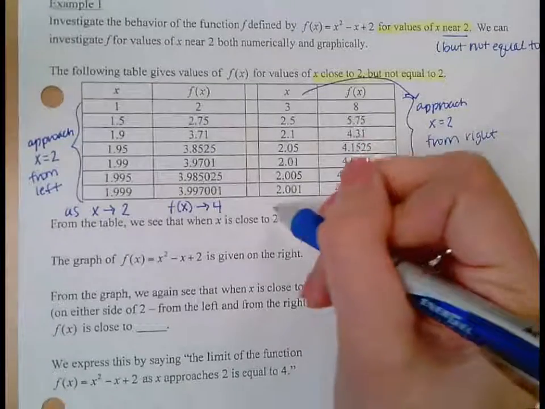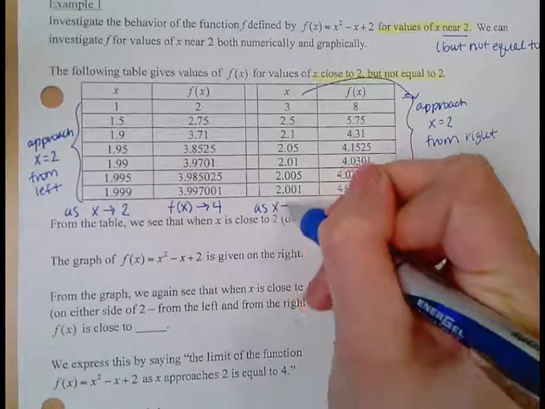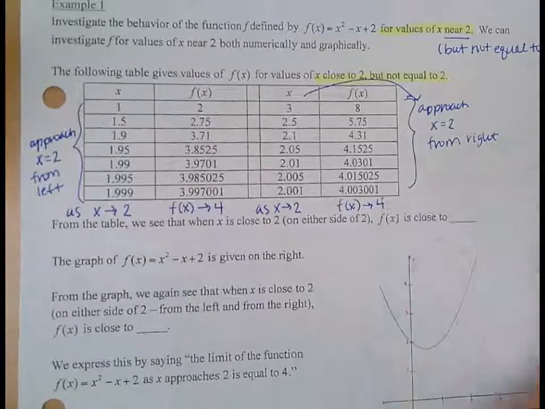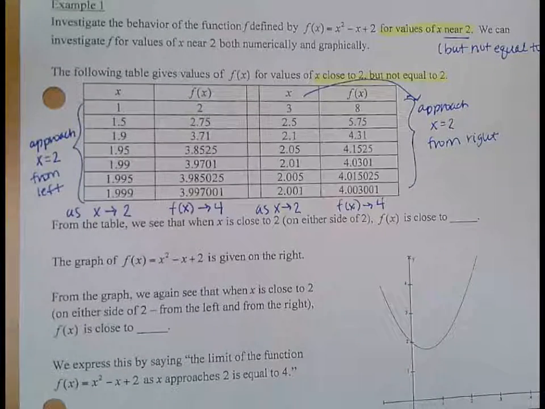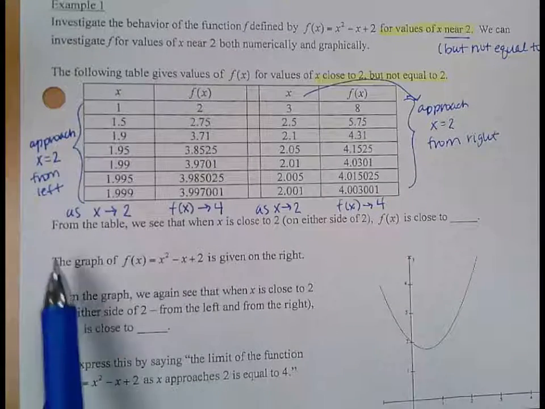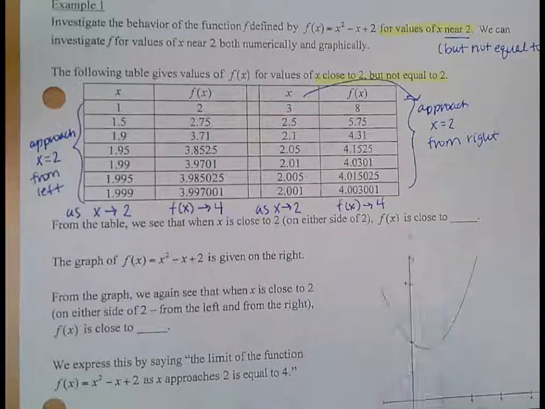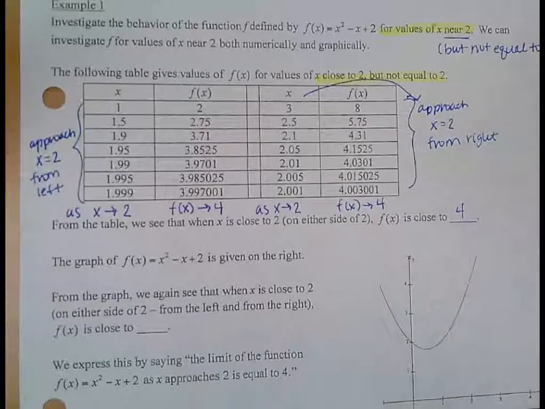Again, as x is approaching 2, the y values f of x are approaching 4. So with the limit, it is important, at least for today, that we look from both sides. When you're approaching an x value, you should be approaching it from both sides, not just from the left or from the right side, but from both sides. And we can see from those tables that when x is close to 2 on either side of 2, the y value f of x is close to 4.